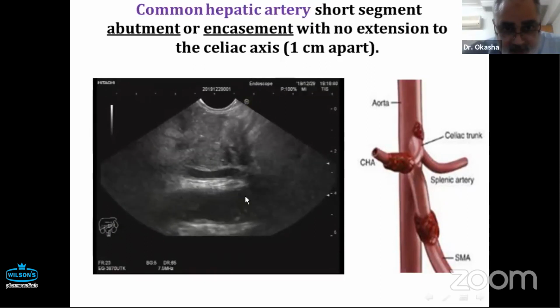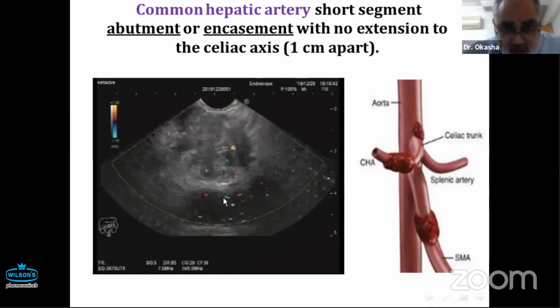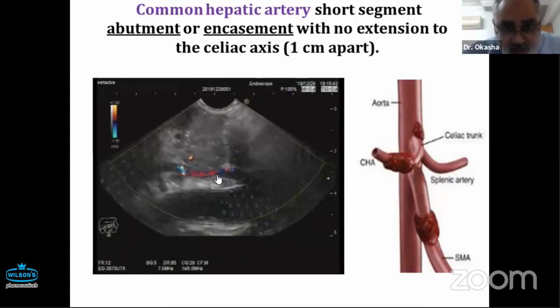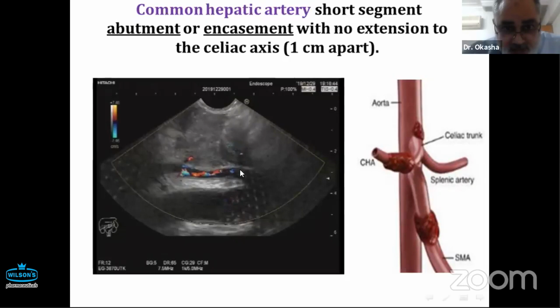This is the previous video. This is the aorta. And here, very nicely seen, the celiac axis. This is the superior mesenteric artery, and this is the celiac axis originating just above the origin of the superior mesenteric artery. It is compressed and totally encased by the mass.